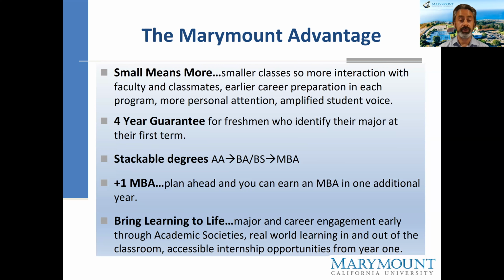So a number of our students coming in as freshmen are able to do their AA, bachelor's, and MBA in 5 years or less. So it takes some work to be sure that it's structured out, but it is certainly doable.